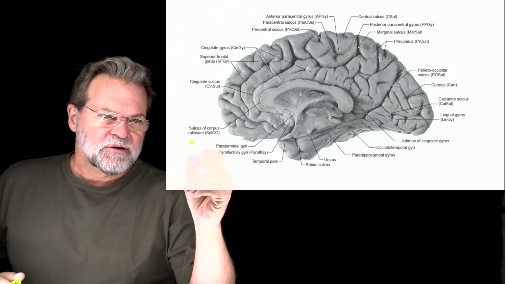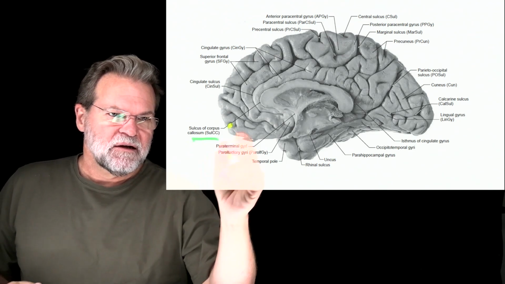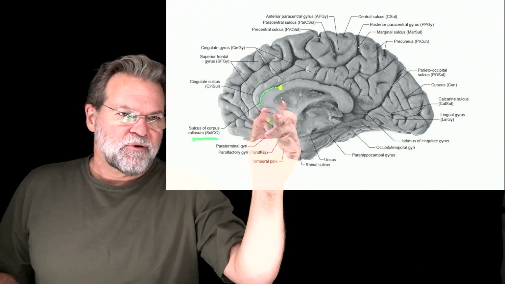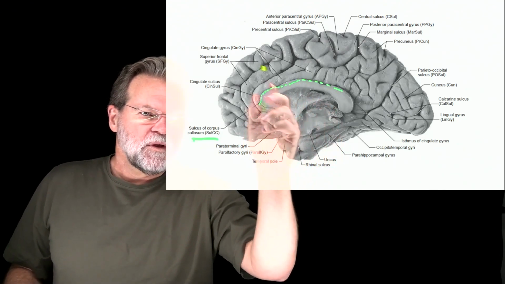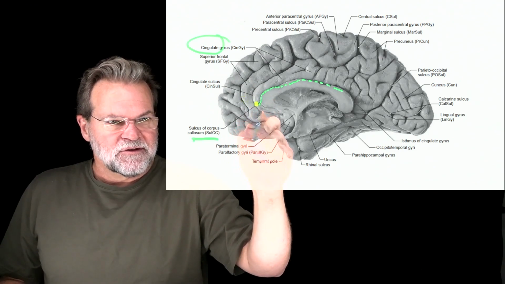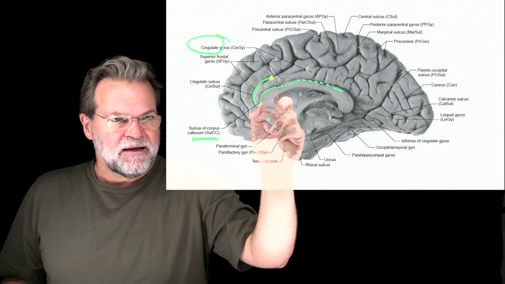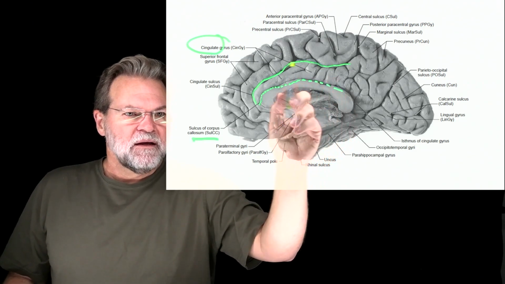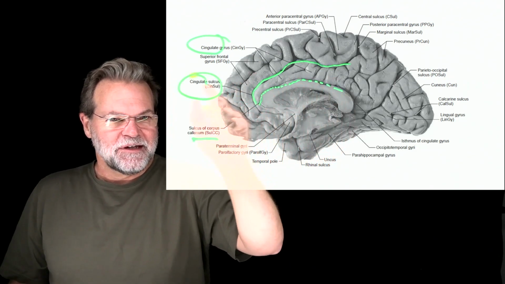So the sulcus of the corpus callosum you see here, again, that's sometimes referred to as the callosal sulcus, and it separates the corpus callosum from the cingulate gyrus. The cingulate sulcus is above the cingulate gyrus. So that's the cingulate gyrus. There's the cingulate sulcus right here. Where is it? There it is, the cingulate sulcus.